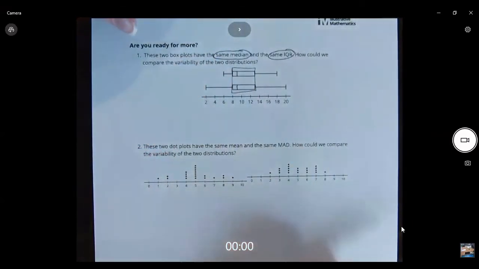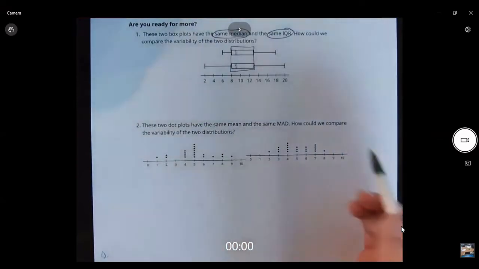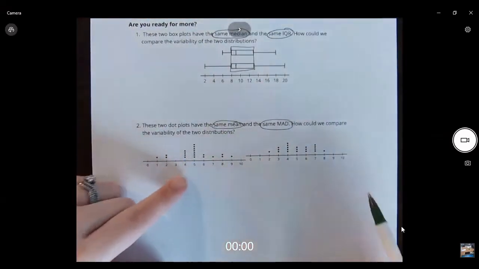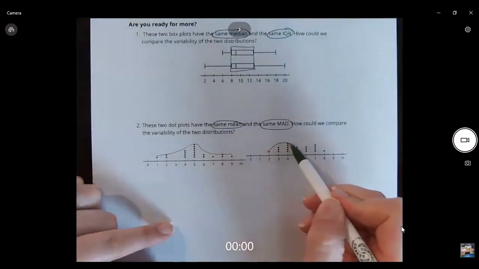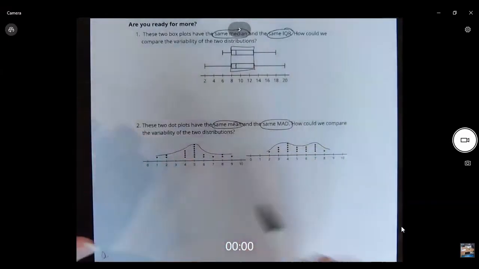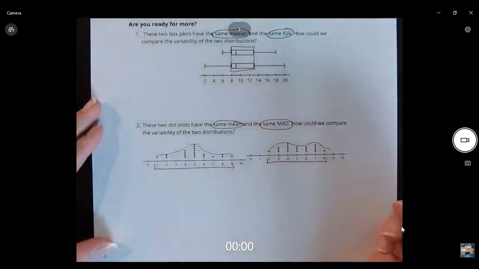In the next example, it says the two dot plots have the same mean absolute deviation. So how could we compare them if they have the same? So again, we could look at the shape. So the shape of this one kind of looks like this. The shape of this one is kind of bimodal. So we could compare the shape. We could also compare the range. This one goes from 1 to 9, and this one goes only from 2 to 8.